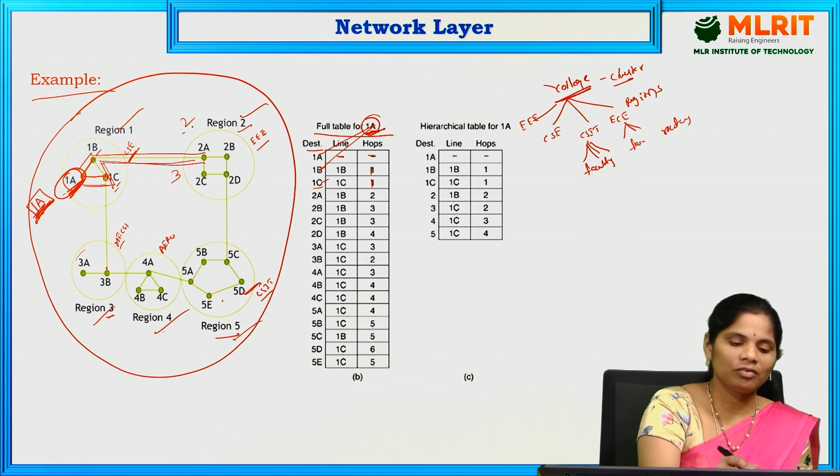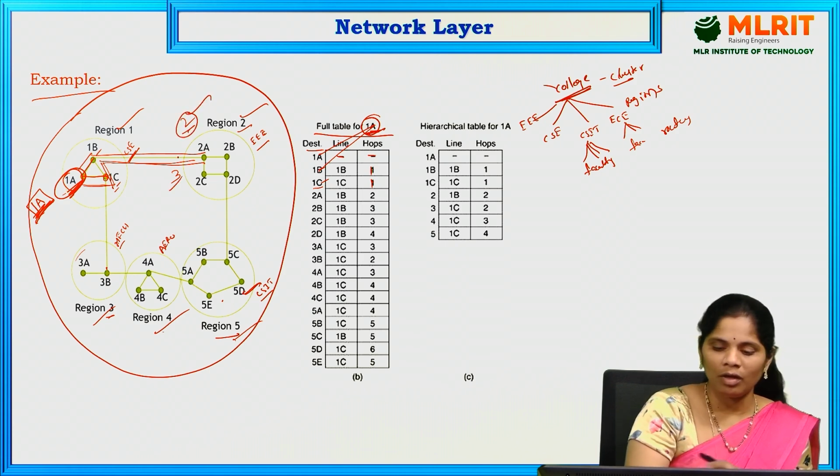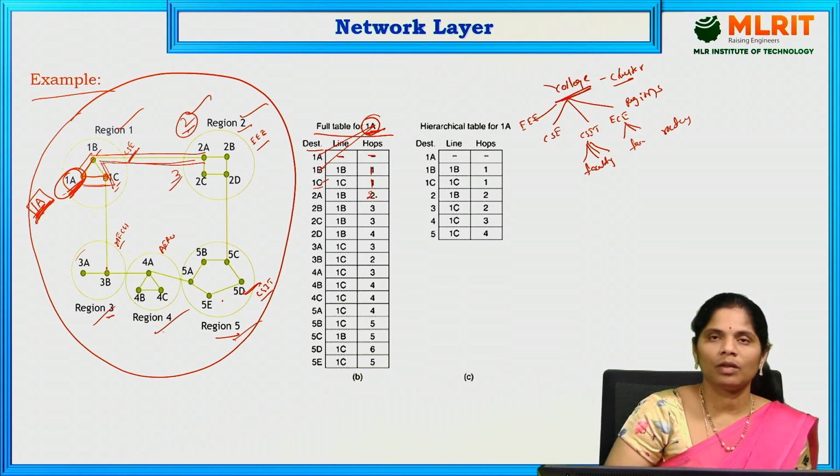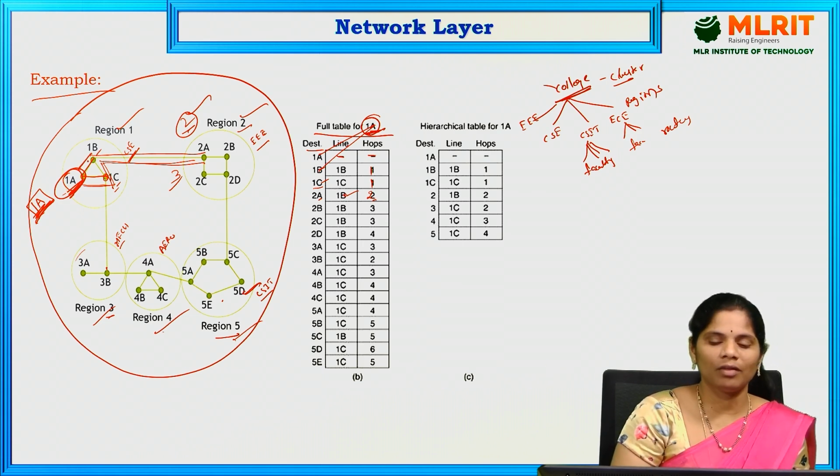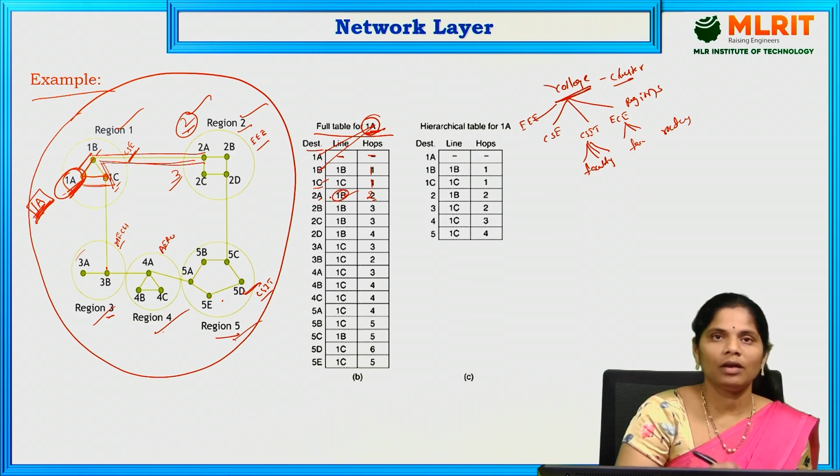What is the shortest one, 2 or 3? 2 is the best. So we have to write the 2. Means only the shortest we have to mention. From 1A to 2A, what is the shortest one? 2. Through which route do we have to go? 1B. That is the next hop. That we have to mention.